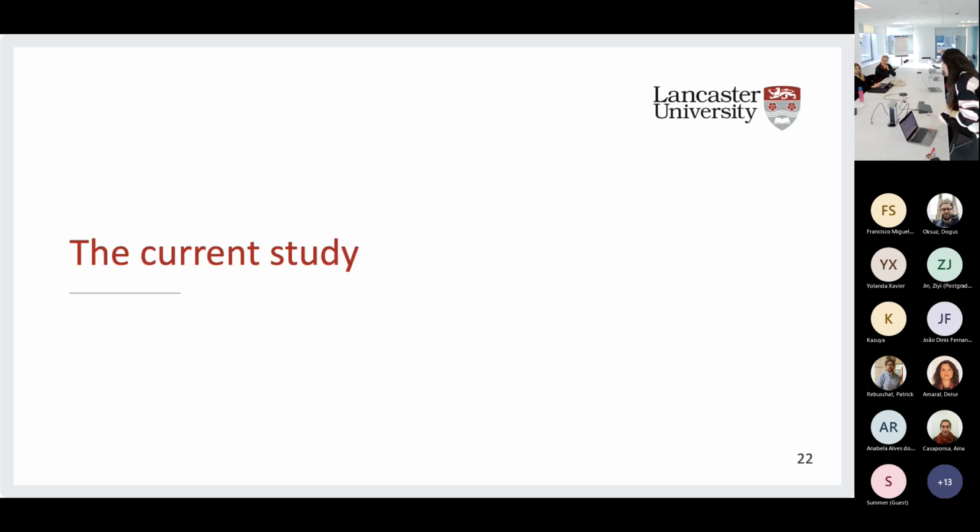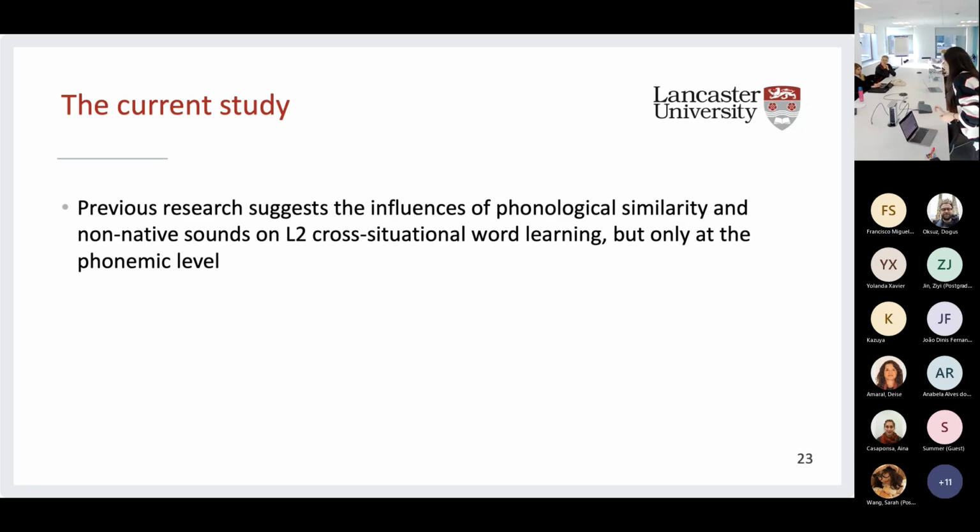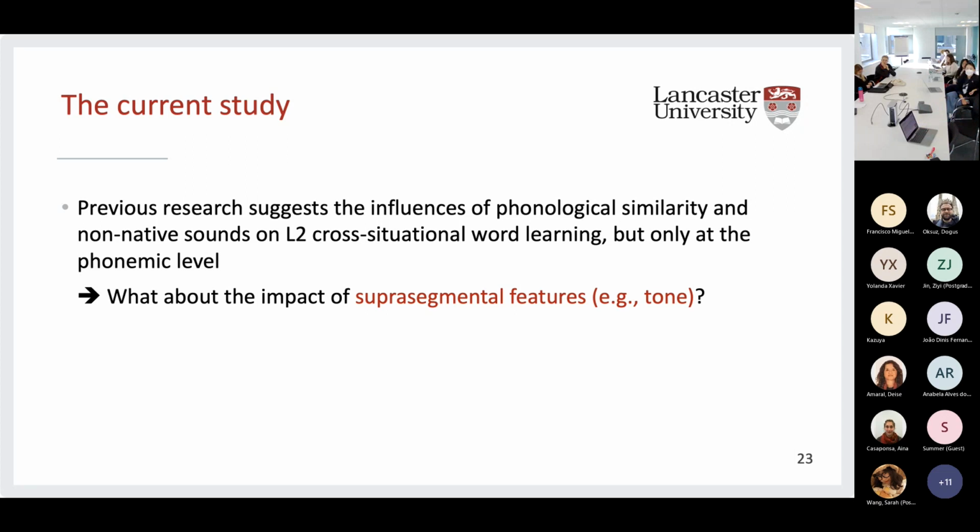So these previous studies have confirmed that there are influences of phonological similarity and non-native sounds in L2 cross-situational word learning. However, if you noticed, they looked at consonants and vowels, basically at the phonemic level. So what about the impact of suprasegmental features? That's what we are interested in here. What about tones, like lexical tones in Mandarin?